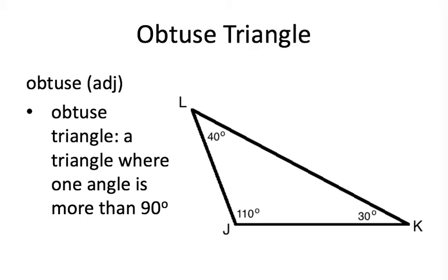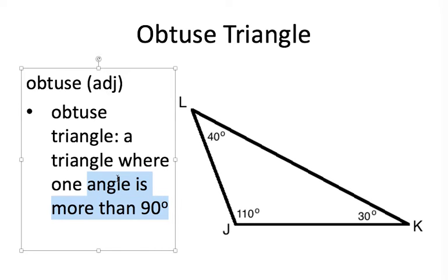Finally, you have an obtuse triangle. And an obtuse triangle is a triangle where one of the angles is more than 90 degrees. So here is angle J that is an obtuse angle, which makes the whole thing an obtuse triangle.